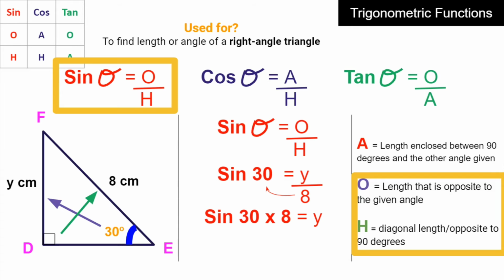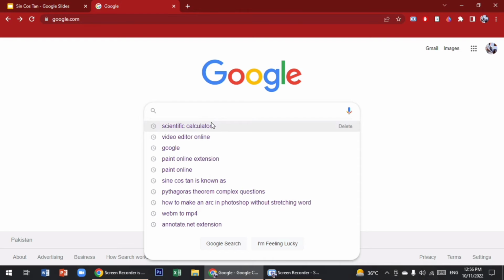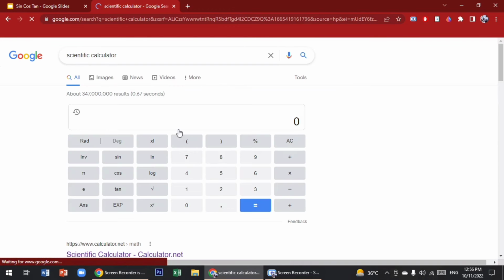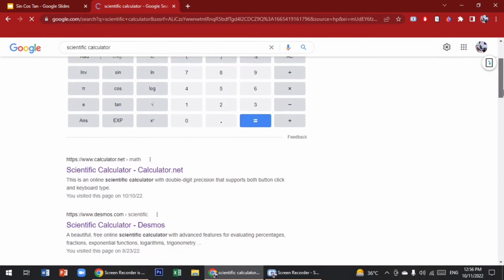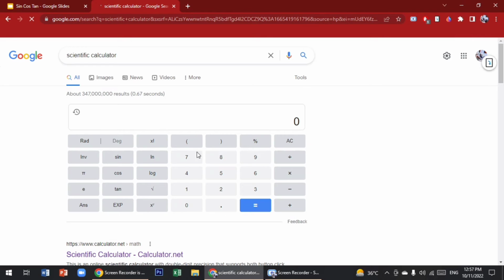Now here's the question: what is sine 30? How do I figure out the value of sine 30? For that, you simply need to check on your calculator. You need a scientific calculator to solve this, and if you don't have one, you can just go on Google and type scientific calculator. You get this one right here. You can also choose any one of them from the links provided, but if you have it on top, you can just use this one.